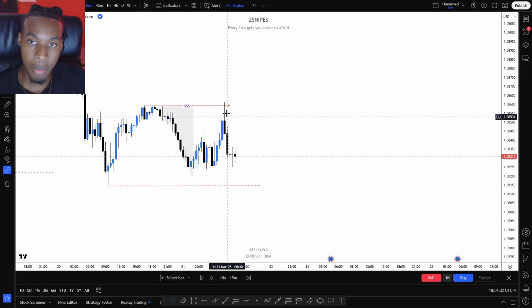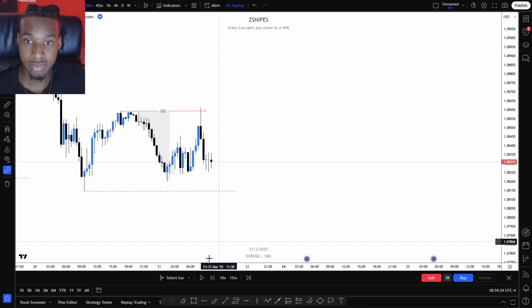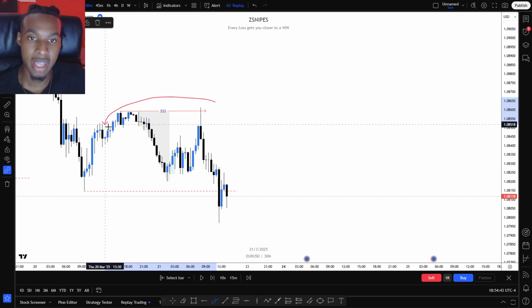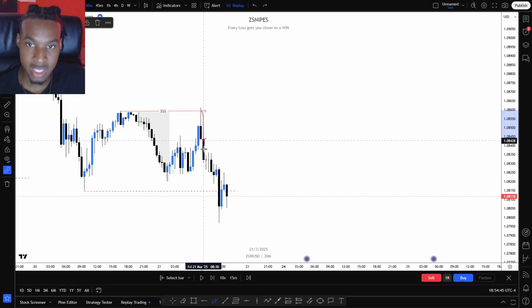So you see, the market takes out Asian highs and you see that explosion. Look at these candles, explosion to the downside, right? This is exactly what you want to see. Manipulation of the highs, explosion to the downside.